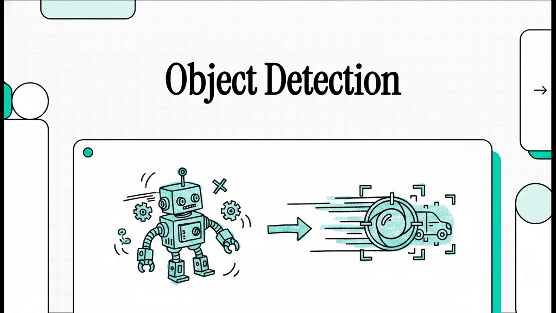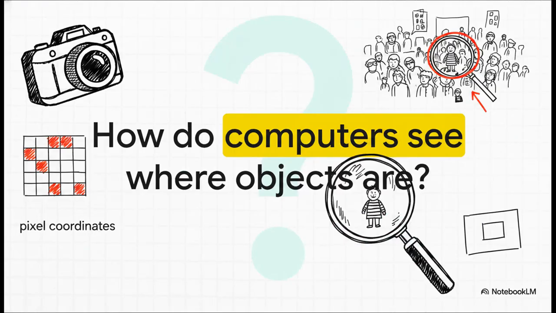Let's get into it. So, to kick things off, we really have to ask the fundamental question here. How do computers actually see where objects are? Think of it kind of like a game of Where's Waldo, but for machines. It's one thing for a computer to just glance at a picture and say, hey, Waldo's in here somewhere. But it is an entirely different, intensely complex mathematical challenge for it to hone in on the exact pixel coordinates and say, boom, he is exactly right here.